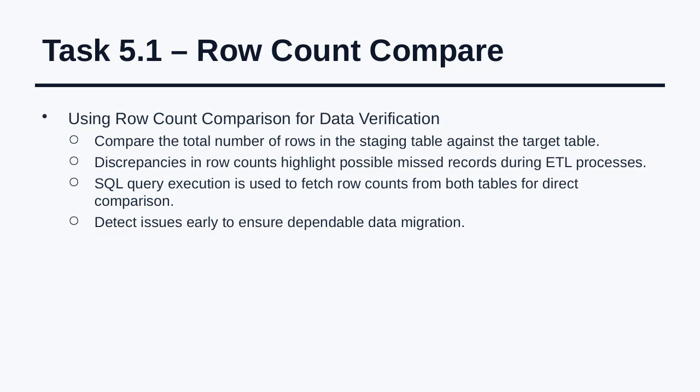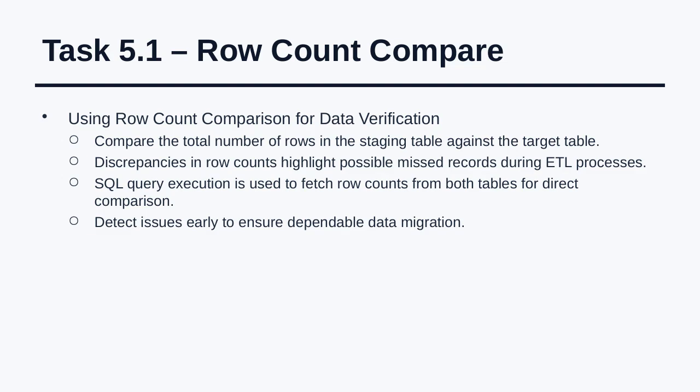To ensure data completeness during ETL, one effective method is to compare the total number of rows between the staging table and the target table. This helps us quickly spot if any records were missed or lost during the data transfer. By running simple SQL queries to count rows in both tables and then comparing these counts, we can detect discrepancies early on. For example, if the staging table has 10,000 rows but the target only shows 9,950, we know something went wrong in the process.